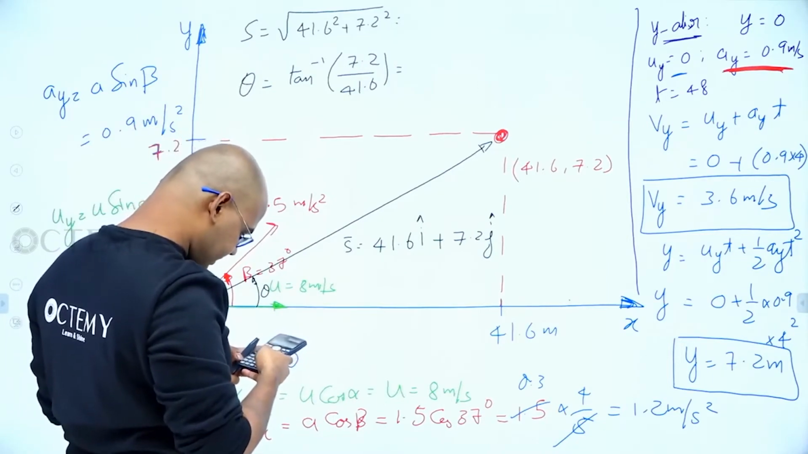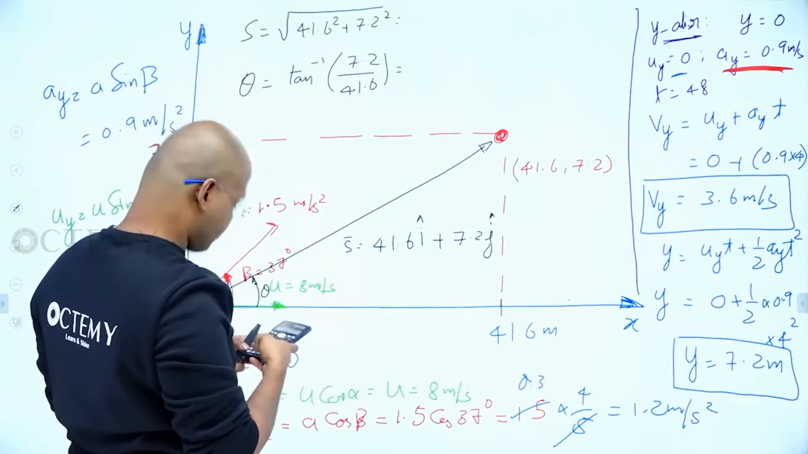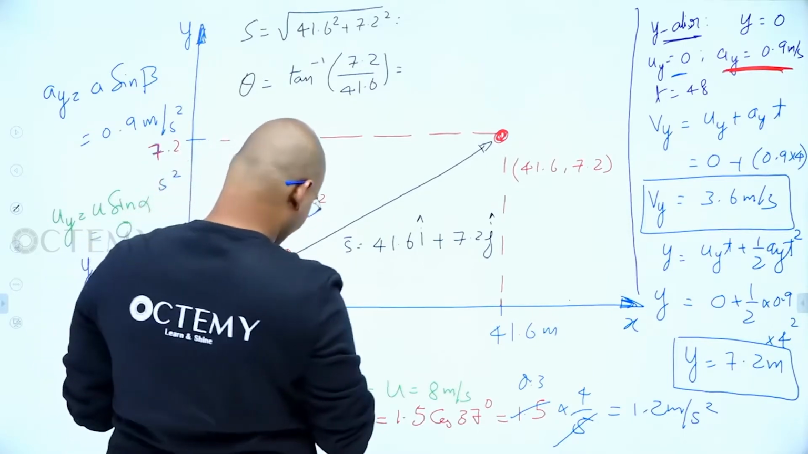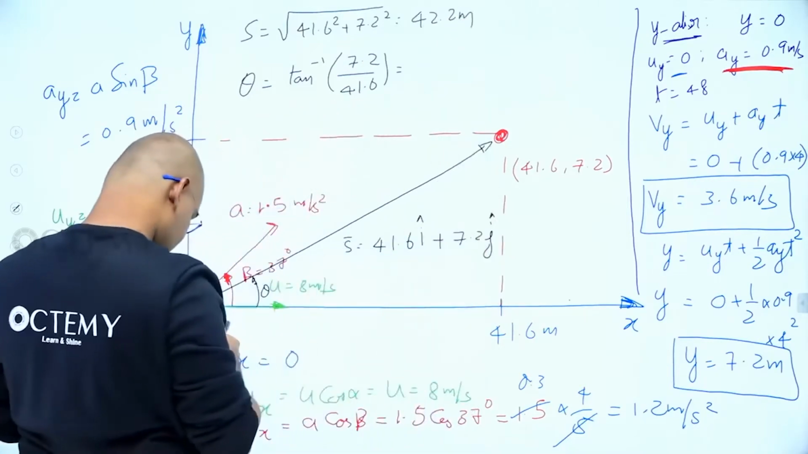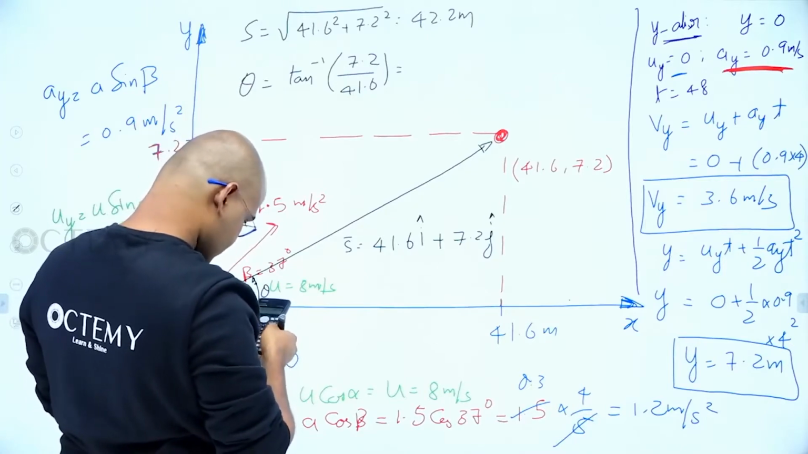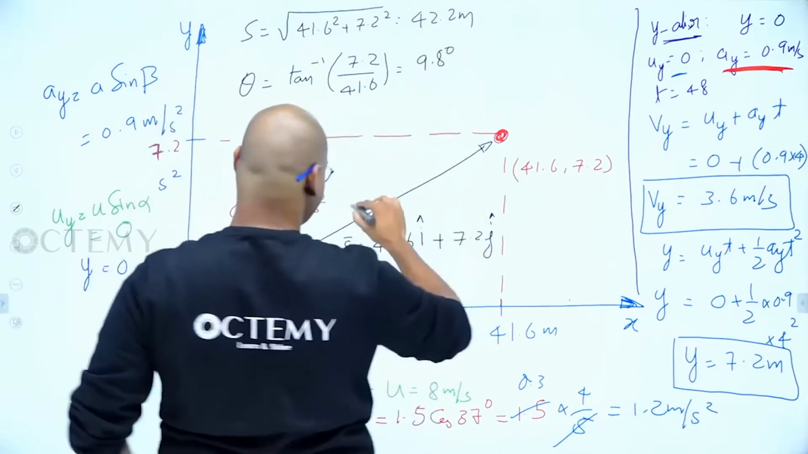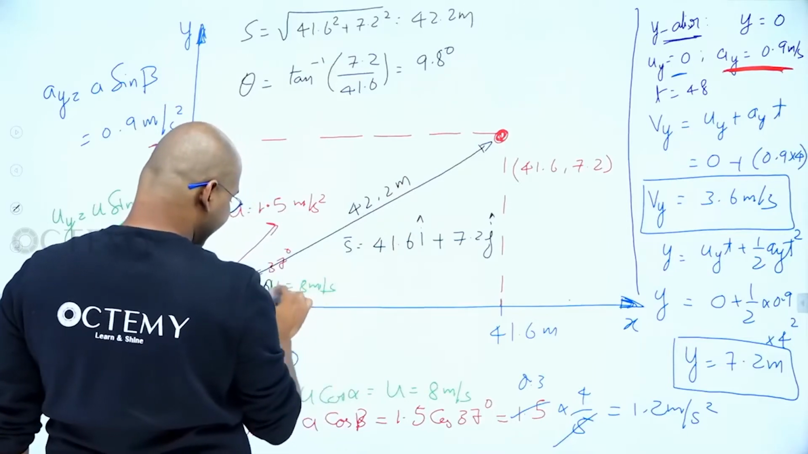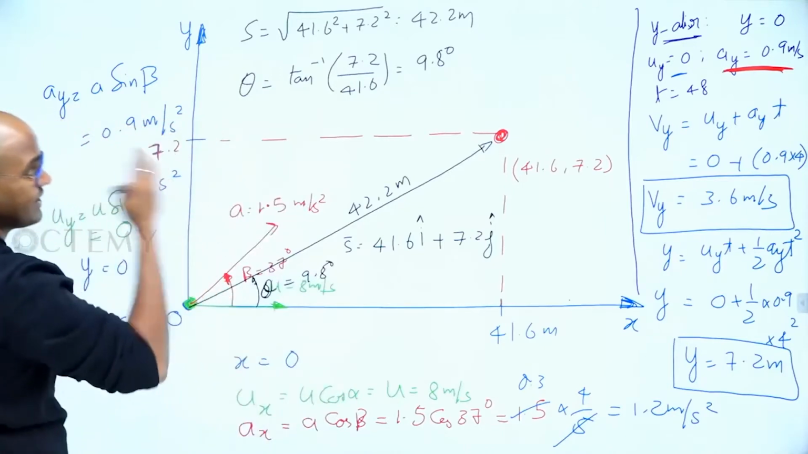41.6 whole square plus 7.2 square under root, 42.2 meters. Similarly, 7.2 divided by 41.6, shift tan of answer, that is 9.8 degrees. So it's at a distance of 42.2 meters from the origin and making an angle of 9.8 degrees. Now he asked the final position.